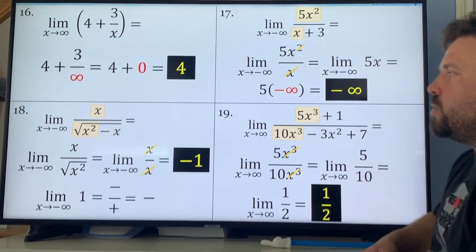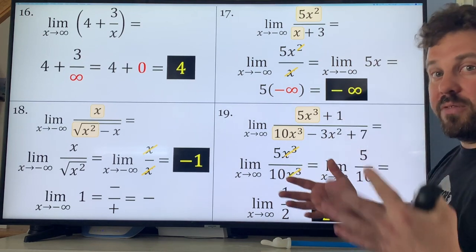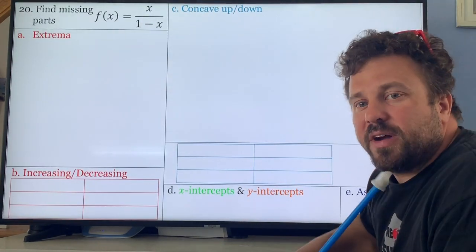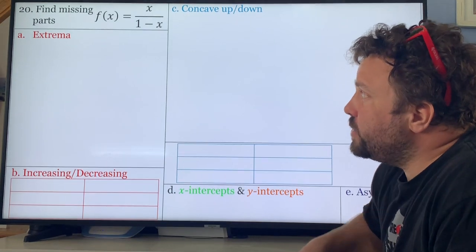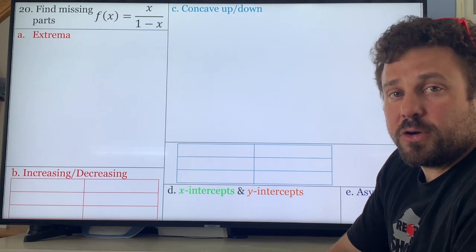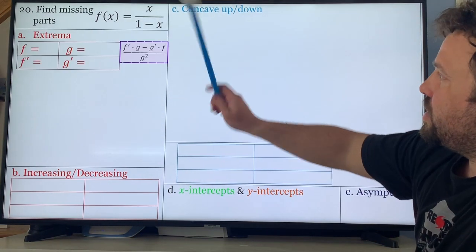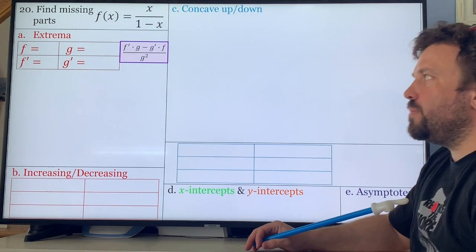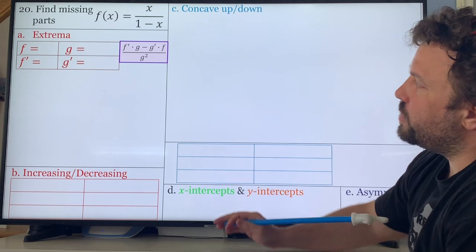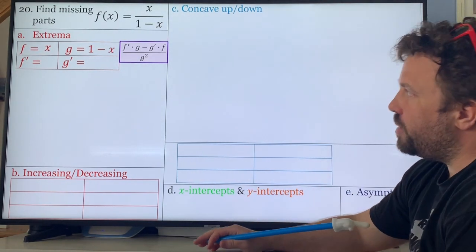Now what we're going to do is a quick review of the previous lessons and get you into the big review next time, okay? First thing you have to do is find the extrema. The way to find the extrema is, you guys remember, you have to take the first derivative and then set the problem equal to 0 and undefined. So let's look right here. The way to derive this problem is by using the quotient rule. So f is your numerator. Your numerator here is x. Your denominator is your g, 1 minus x.